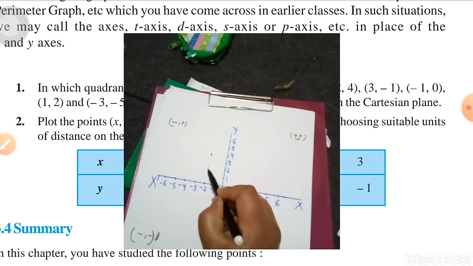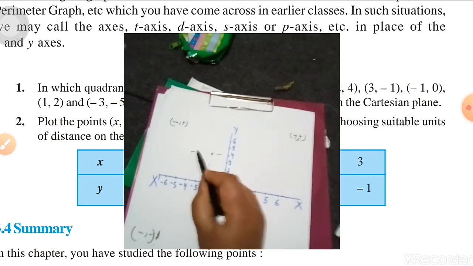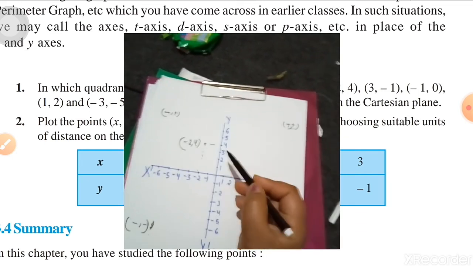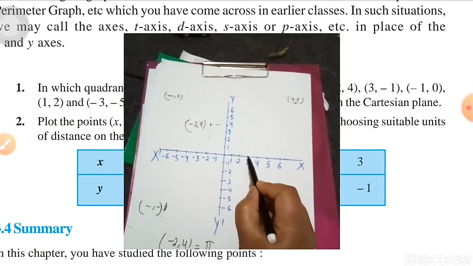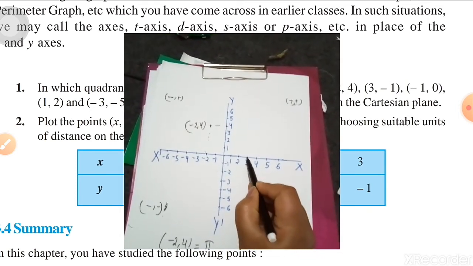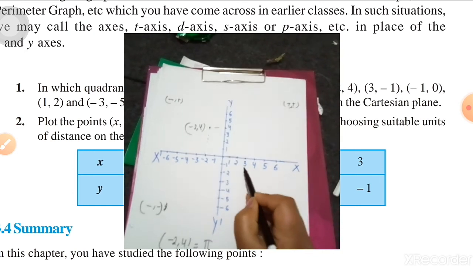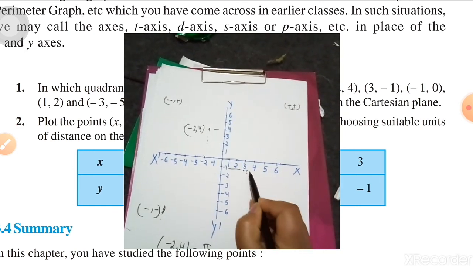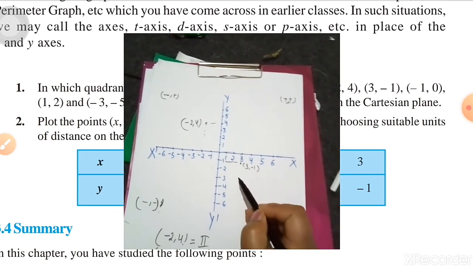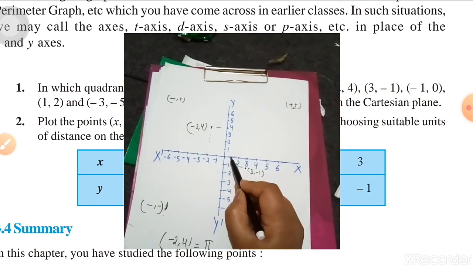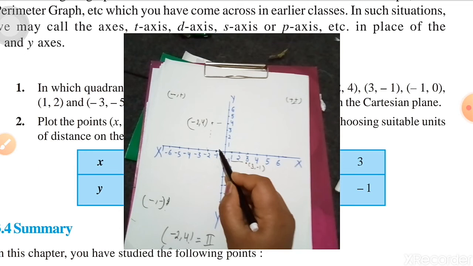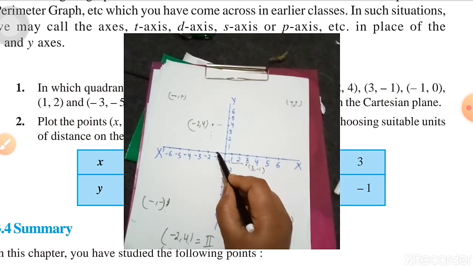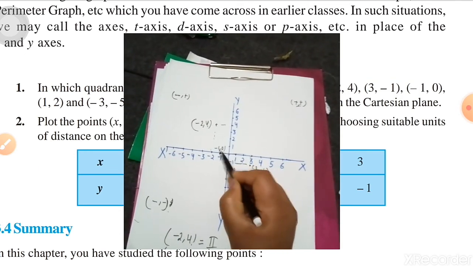So this is the point minus 2 comma 4. Now the second point is 3 comma minus 1. So 3, first you have to move in the x-axis direction, in the positive x-axis, then -1. So this is the point known as 3 comma -1. The next one is -1 comma 0. -1 in the x-axis in the negative direction, but 0 means in the y-axis you will not move anywhere, so this will be the point -1 comma 0.